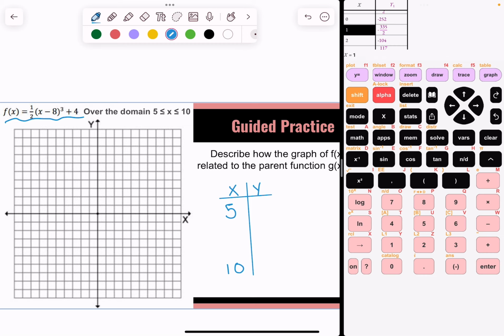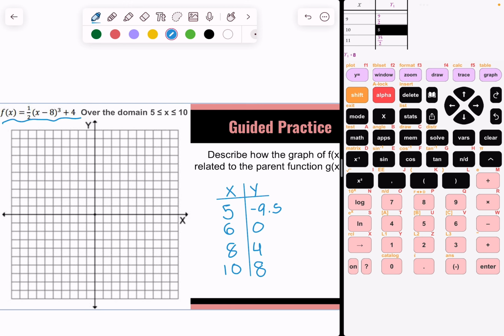Let's look at the table. 5 gives us the point 5, -9.5. Usually we do not graph decimals, but if it is one of the given points, then we have to graph it because it's a part of the range. All right, 5, -9.5. 1, 2, 3, 4, 5, down 1, 2, 3, 4, 5, 6, 7, 8, 9, 9.5.